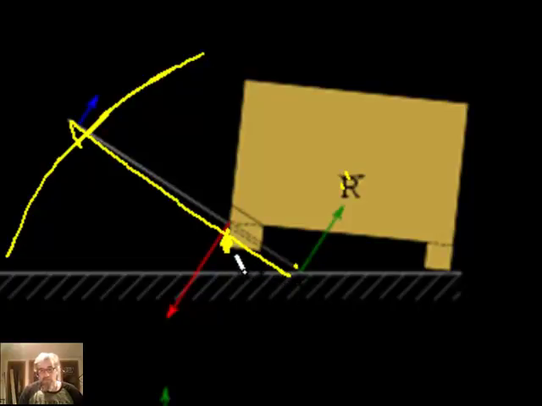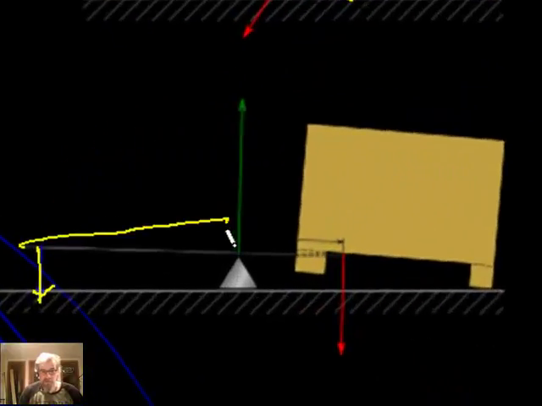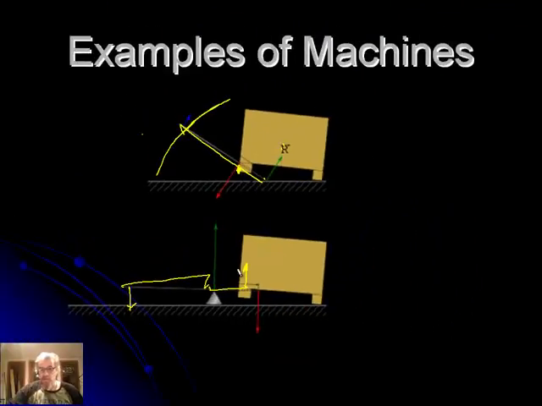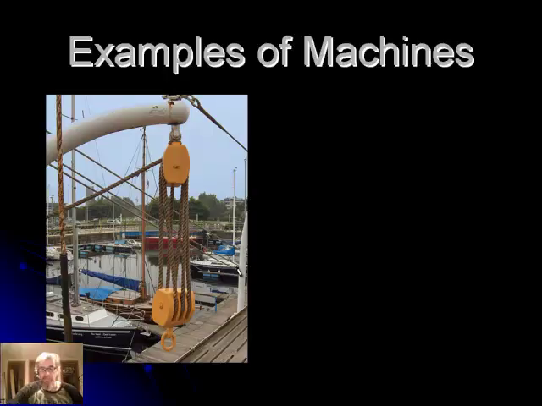So short lever arm, big force, long lever arm, small force. Same thing over here. Small force here, long lever arm, short lever arm, big force pushing up. That's an example of a lever. It's a machine, and there's a trade-off. The trade-off is you have to move farther with your lower force.